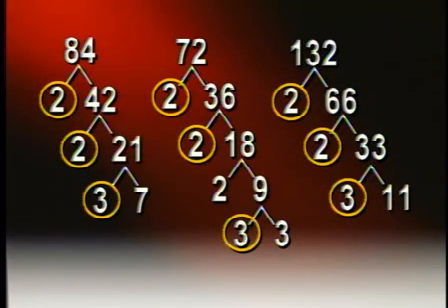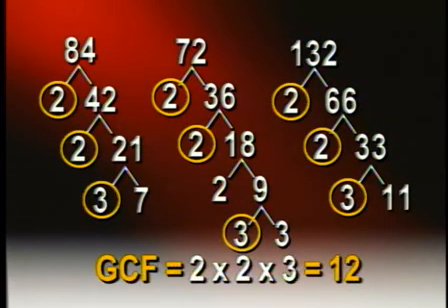We've also circled a 3 in each factor tree. Notice we haven't circled the second 3 in the factor tree for 72, nor have we circled the 7 in 84's tree or the 11 in that of 132, because these are not common factors. So our greatest common factor is the product of the common factors. That is, if a number is divided by 2 and can be divided by 2 again and can be divided by 3, it can be divided by 12. So 84, 72, and 132 have a GCF, a greatest common factor of 12.